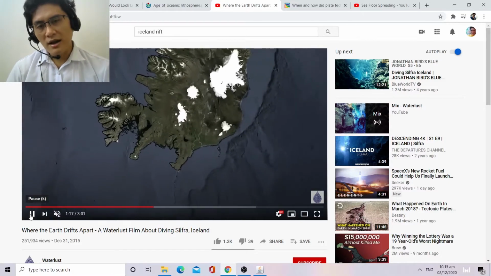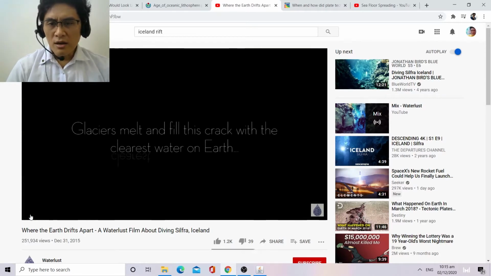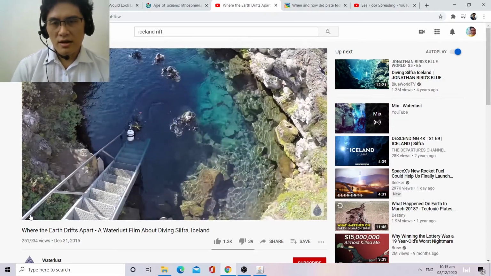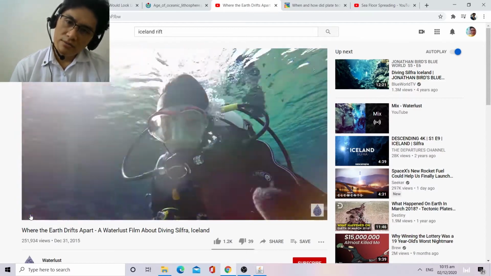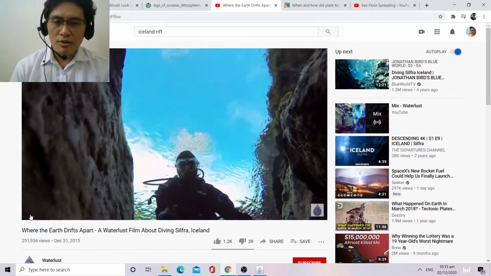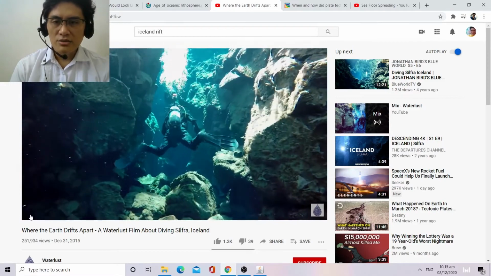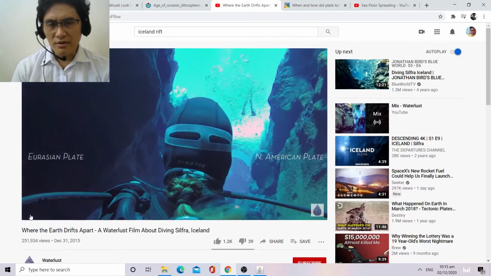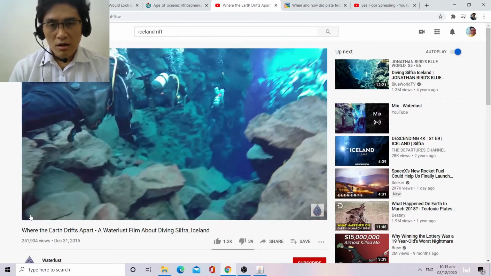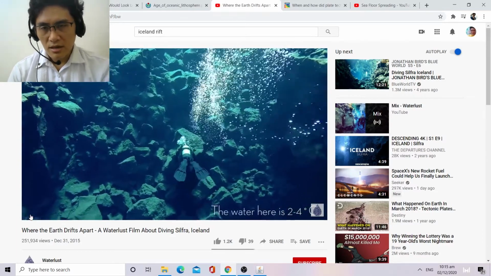Okay, so it passes through Iceland, and then when these cracks get filled with water, they create this. Look at how clear that water is, right? So why is that clear? Well, number one, because it is newly formed crust, and again, newly formed crust does not have a lot of siltation. Okay, and probably it's also a contributing factor that it's glacier water. I mean, water from melted glaciers that fills in these cracks.